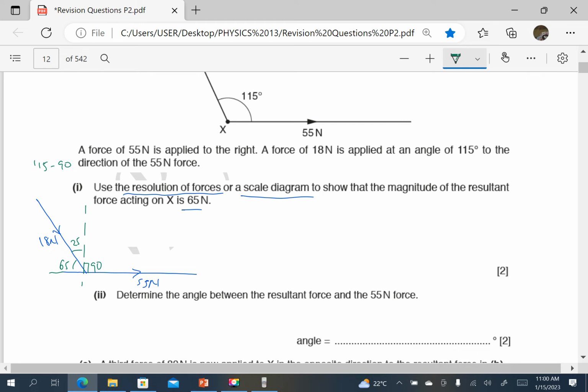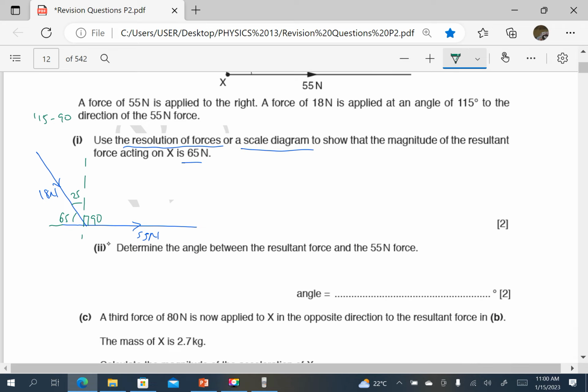So you can choose which angle to use for your resolving. When I resolve 18 in the horizontal, it will point in that side. So resolving horizontally, that will be 18 cos 65. Resolving 18 vertically, it will point downwards and it will be 18 sine 65. If I use 25, in the horizontal it will be 18 sine 25, and in the vertical it will be 18 cos 25. So it depends on which angle you have used.